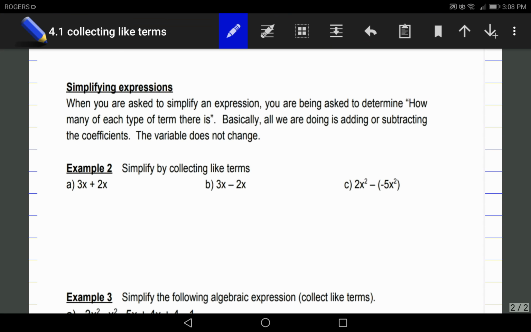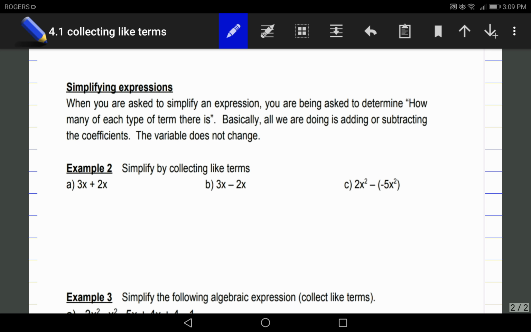Okay, so picking up where we left off from our first video, I've introduced the topic to you, and I think we're ready to start some examples of collecting like terms. So, going through one of these rules that are a part of algebra, the language of math. So, let's start with 3x plus 2x.